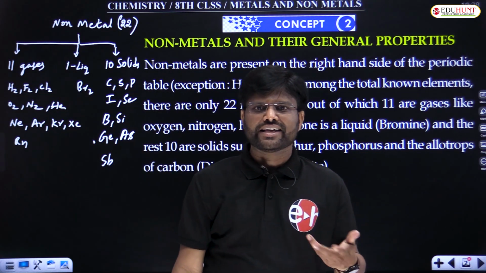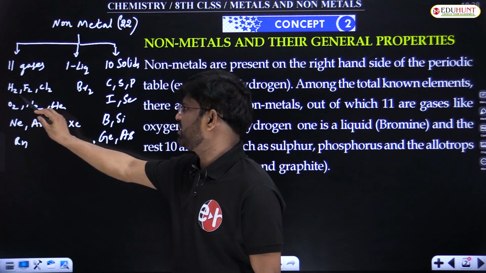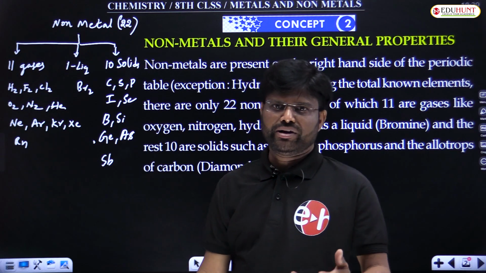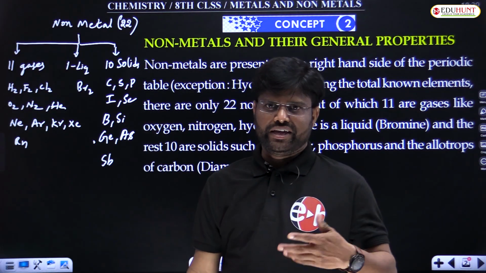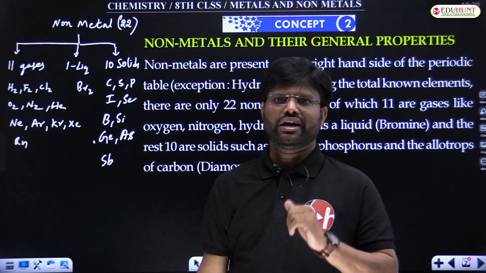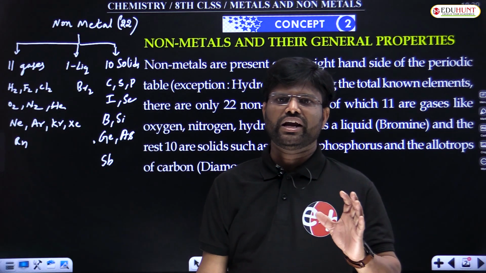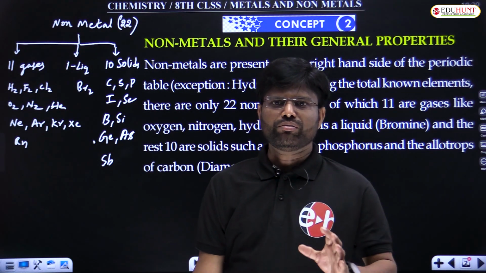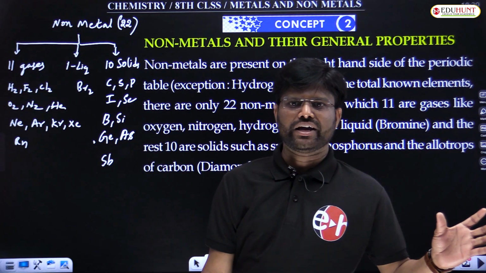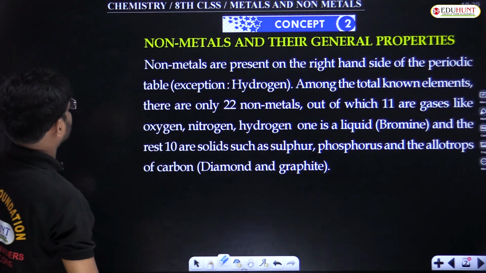Then let us see the examples. I will take fluorine, chlorine, oxygen and nitrogen, and explain whether non-metals gain or lose electrons. Non-metals always gain electrons. Metals lose their electrons, and if they lose electrons they get a positive charge. Non-metals, if they gain electrons, get a negative charge. Metals form cations, non-metals form anions. So this is about non-metals.